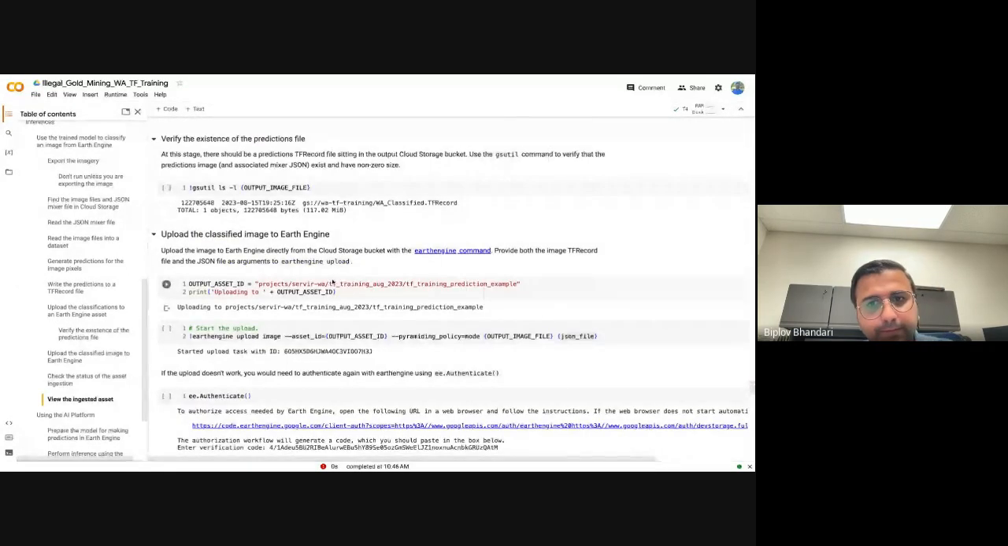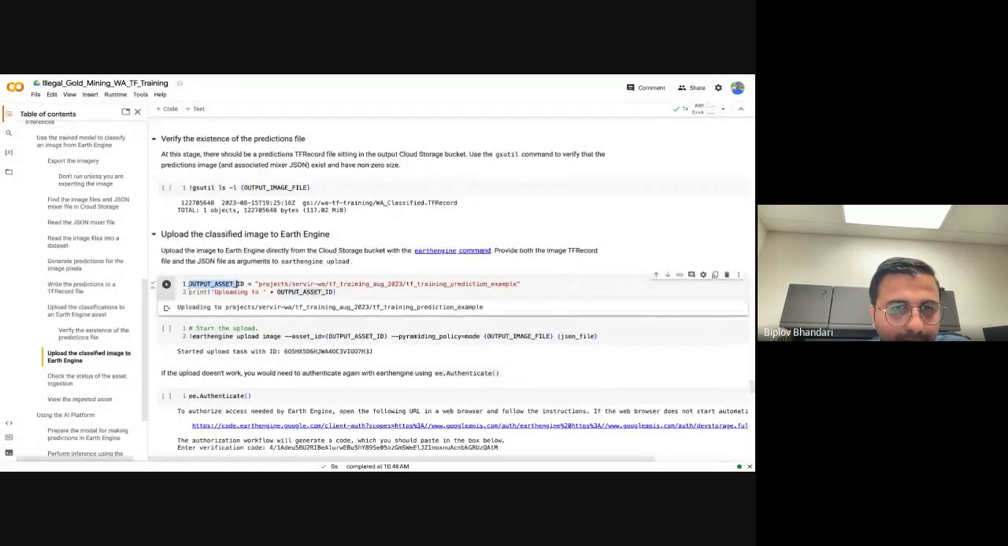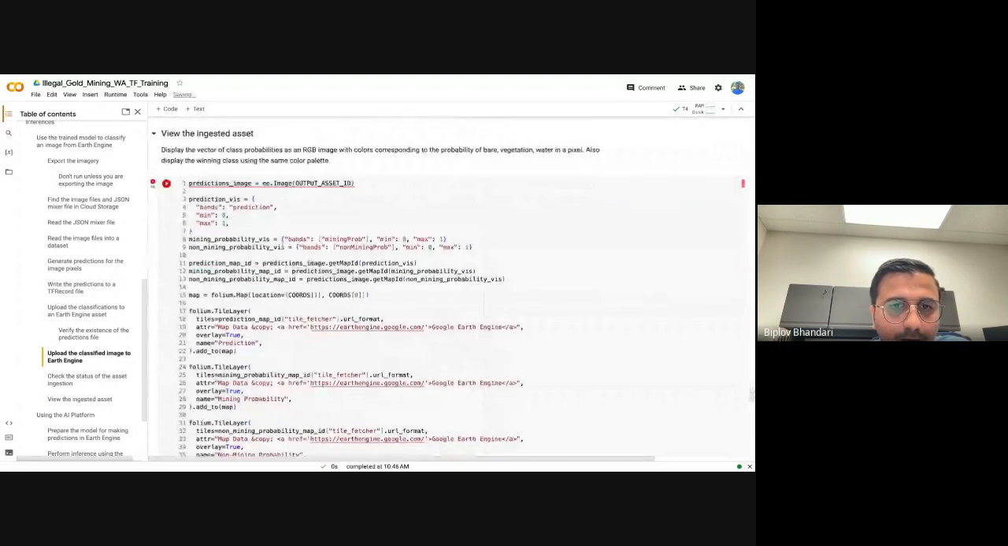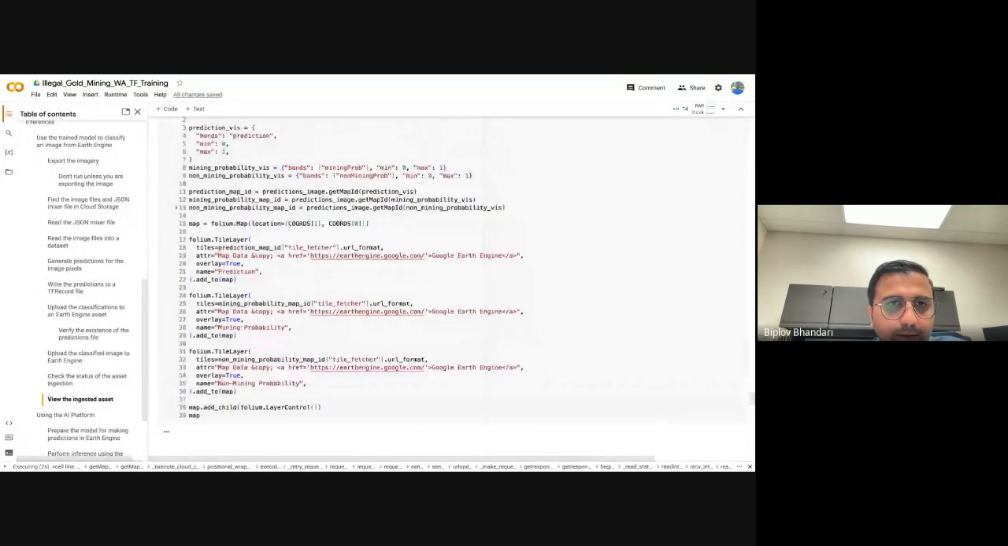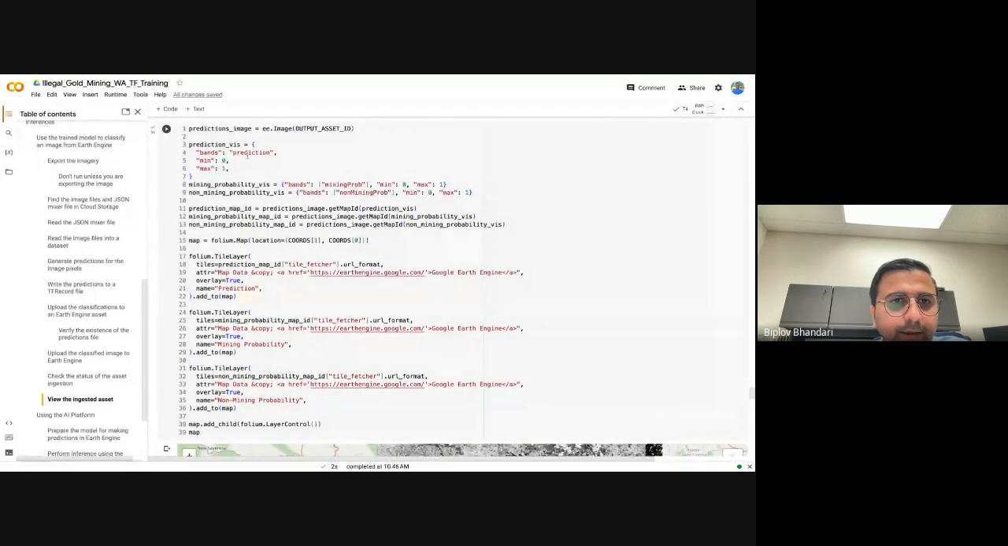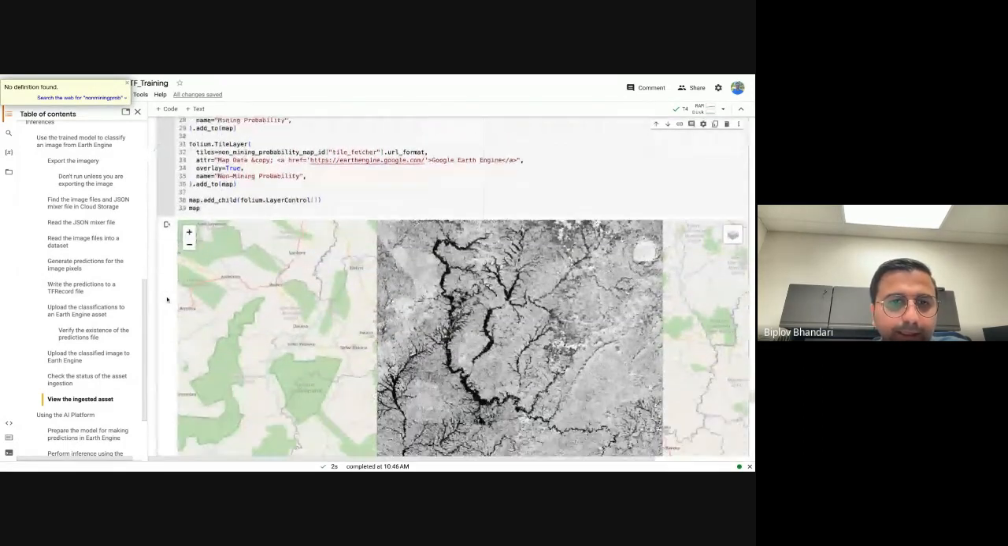Oops, I need to define this variable here. So again, here we are taking the prediction. Remember, that was our band name. We're taking the mining probability and the non-mining probability, and then visualizing them in our map.